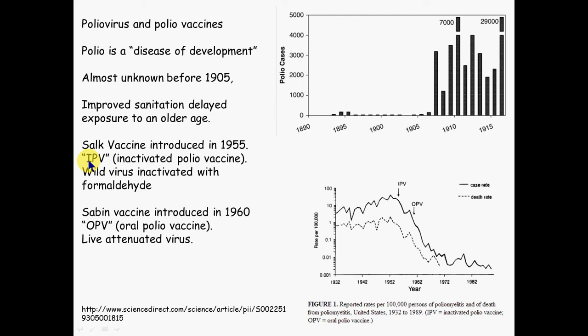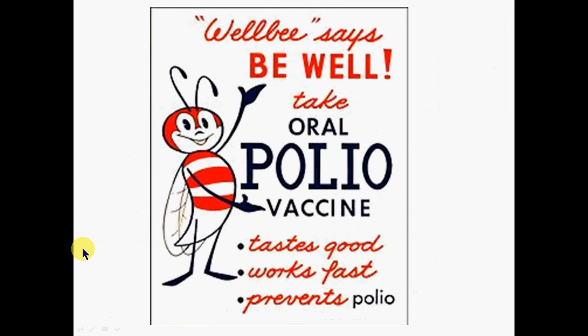I'm not sure what the I stands for. It's either inactivated or injected polio vaccine. But the point is, it's a wild virus that is killed with formaldehyde, and it gives protection. But about 5 years later, somebody else came out with the oral polio vaccine, and it is a live virus that is genetically weakened, and here's a picture of the oral polio vaccine. You take it, and I can remember as a kid getting this vaccine. They put a drop of it on a sugar cube, and you just eat the sugar cube, and what could be more pleasant than that?